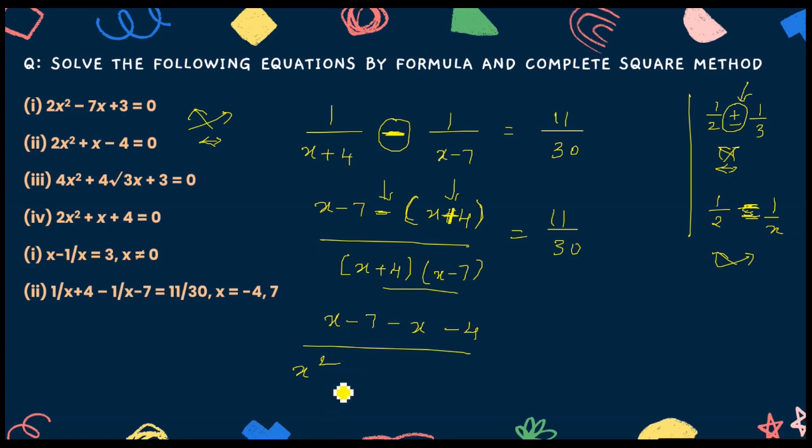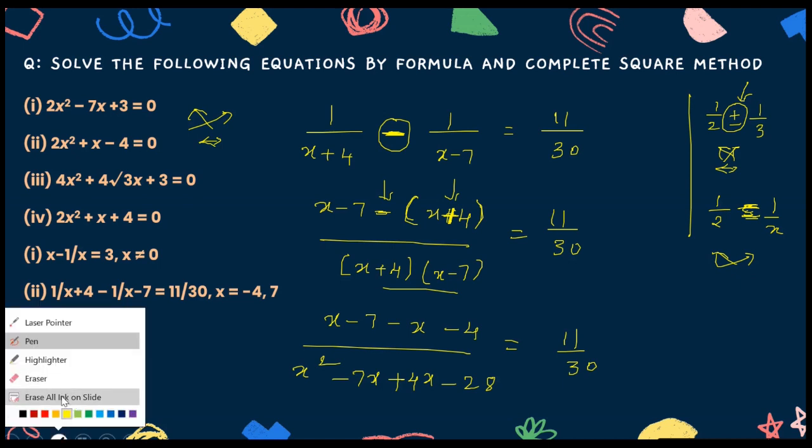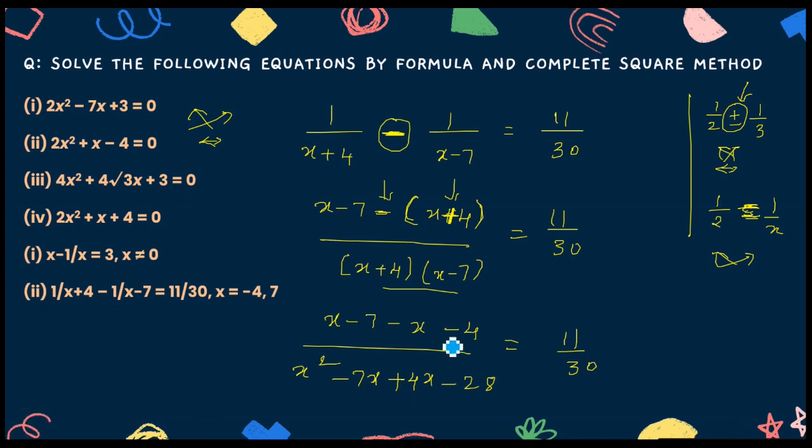x into x will be x square. Then x into minus 7 minus x. Then I will multiply from 4 now, 4 into x, 4x, and minus 28, equal to 11 by 30. Correct. So here we'll do one thing. This x will go. I have numerator as minus 7 minus 4 minus 11, divided by.